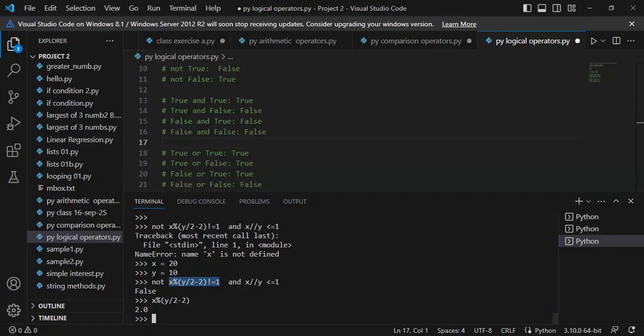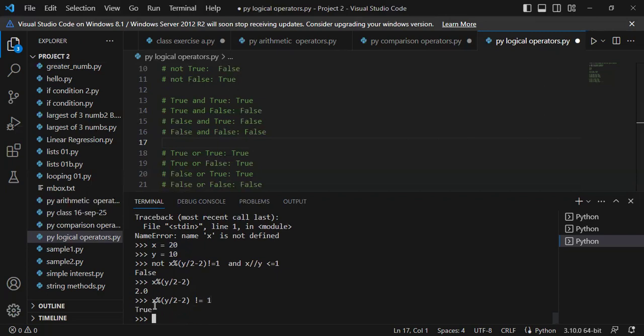Is 2 not equals 1? It's true now, isn't it? Yes, it's true now. 2 is not equals 1. Okay, it's true, because 2 is not equal to 1, right? Then when you now apply not to that, what do you get? False, isn't it? You get false, and false. We got false on this side before, right?